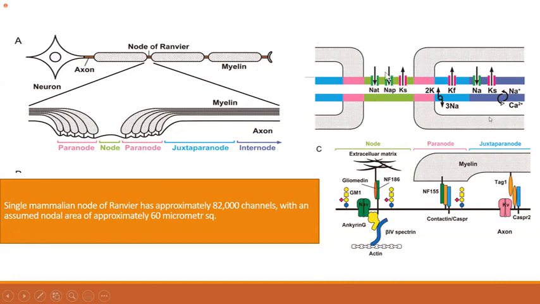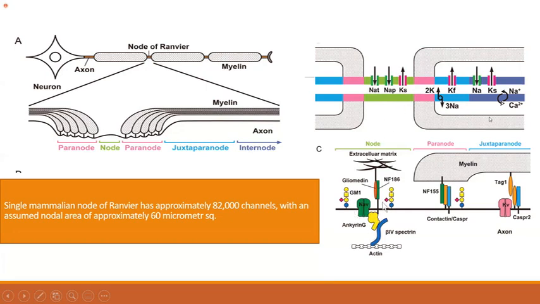In the node region of the myelinated axons, the sodium channels are concentrated so much so that there are around 82,000 sodium channels in a small area of 60 square micrometers. So this many sodium channels help in depolarization and saltatory conduction from one node to another. The node also contains slow potassium channels, which help in the repolarization or hyperpolarization of the nerve fibers.